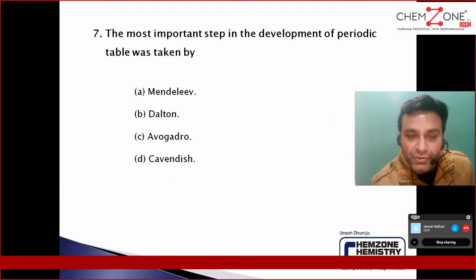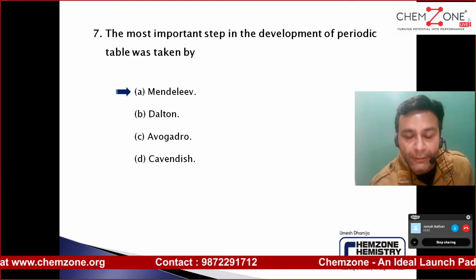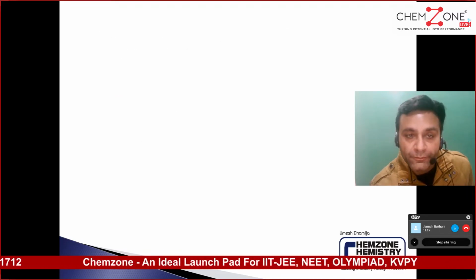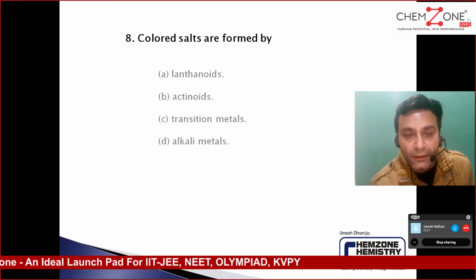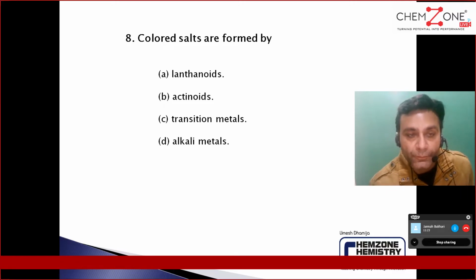A very general question: the most important step in the development of the periodic table was taken by? Was it Dalton? No, Mendeleev. He first of all made the long form of the periodic table. Now, colored salts are found by? Actinoids? No, these are the transition elements.